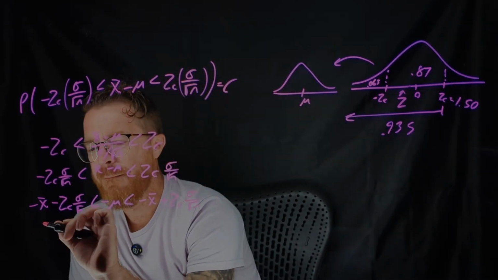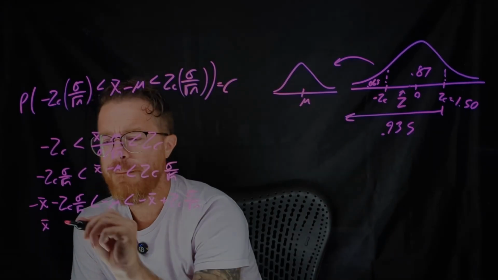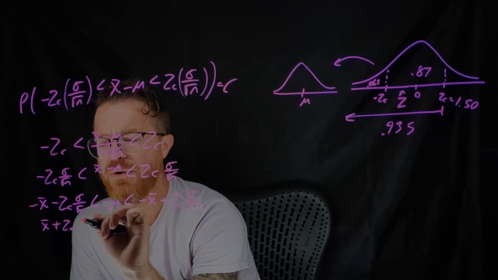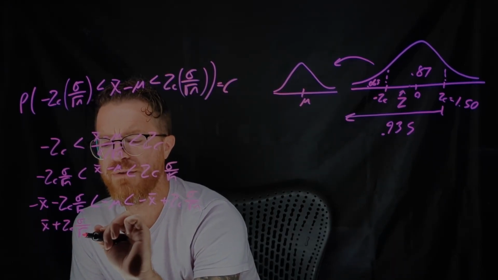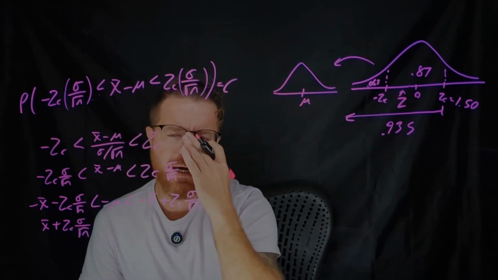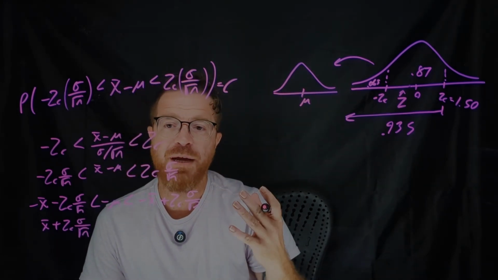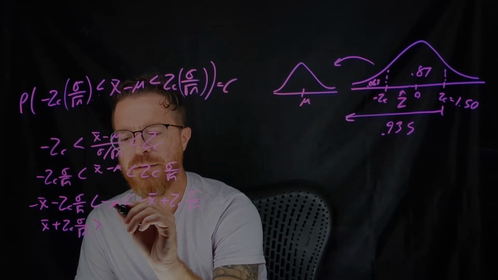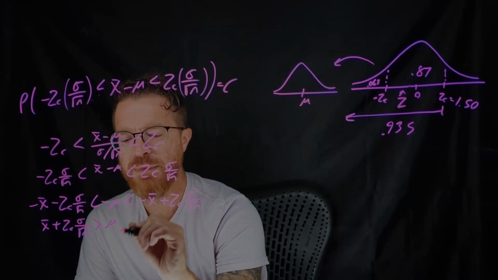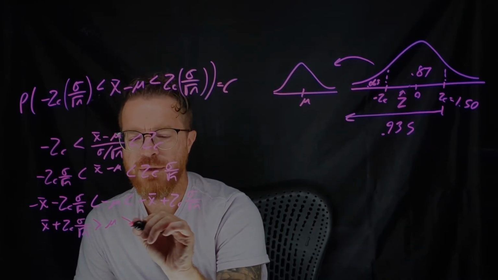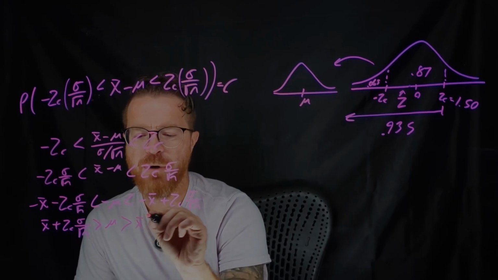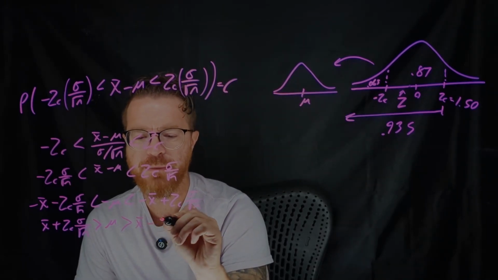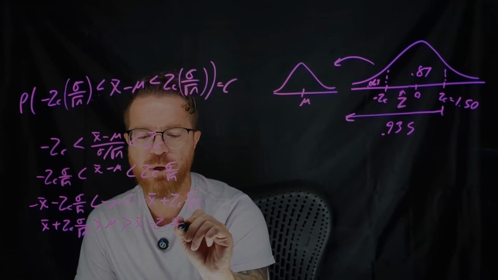So this is going to become positive x bar plus Z critical sigma over square root of n. Now, what happens with your sign whenever you multiply or divide by negative 1? It just flips. So this is going to become greater than, and negative mu times negative 1 becomes mu. This is also going to flip. X bar in this case becomes positive. This becomes minus Z critical sigma over square root of n.